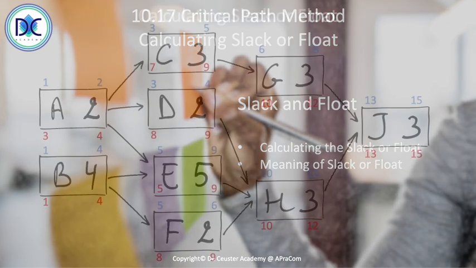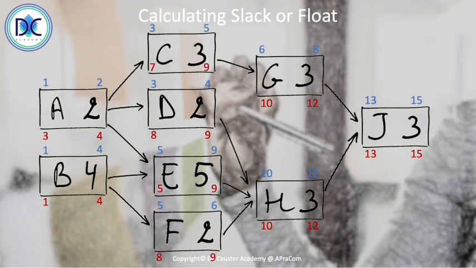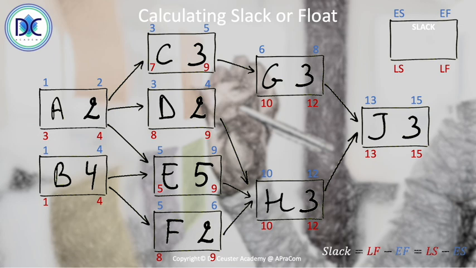So, calculating the slack or the float. We have the node with the information, and we can calculate the slack in two ways. We can take the difference between the late finish and the early finish, or between the late start and the early start. So we have all that information available.